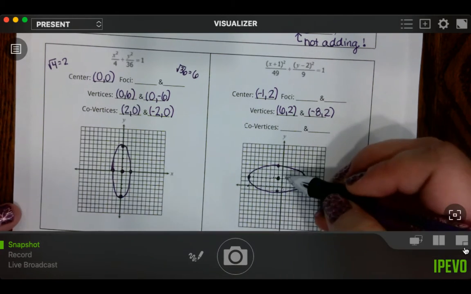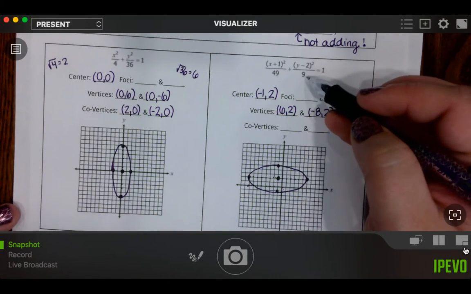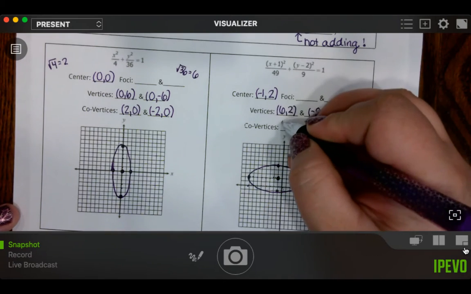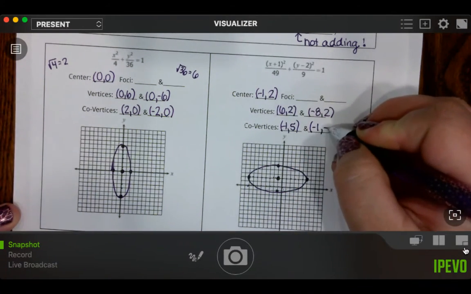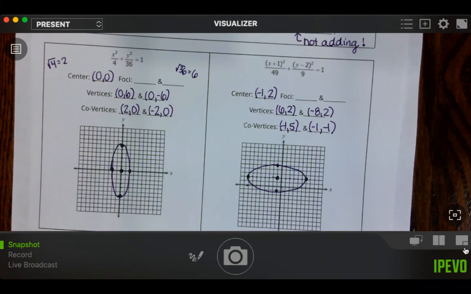My co-vertices are a little bit easier. This one was only 3, so I'm going to add 3 to the 2. That's 5. And subtract 3 from the 2. That's negative 1. The other variable stays the same. So you just kind of have to pay attention to which one you're changing.